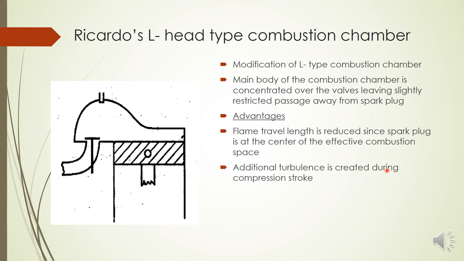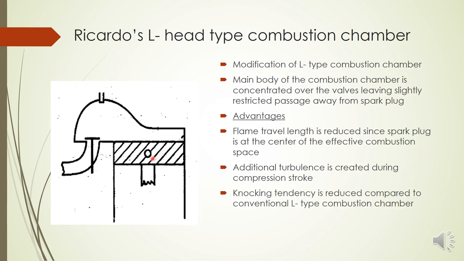An additional turbulence is created during the compression stroke. Due to this smooth curved surface, turbulence will be more compared to the conventional L-type combustion chamber, and knocking tendency will be reduced compared to the conventional type. With this type of combustion chamber, you can use a compression ratio of around 6:1. In T-type and L-type, we use only around 4:1, but in this type, we may be able to reach a compression ratio of 6:1.